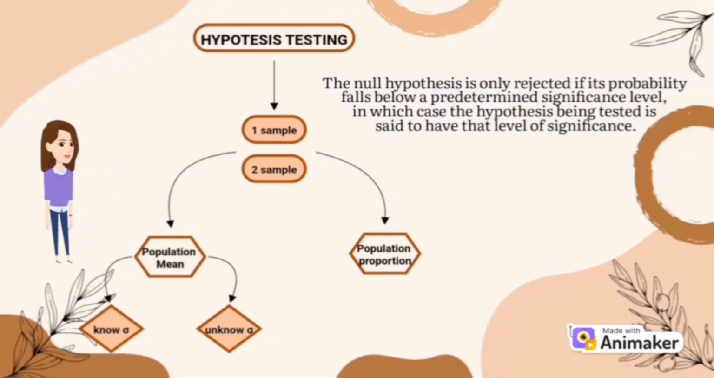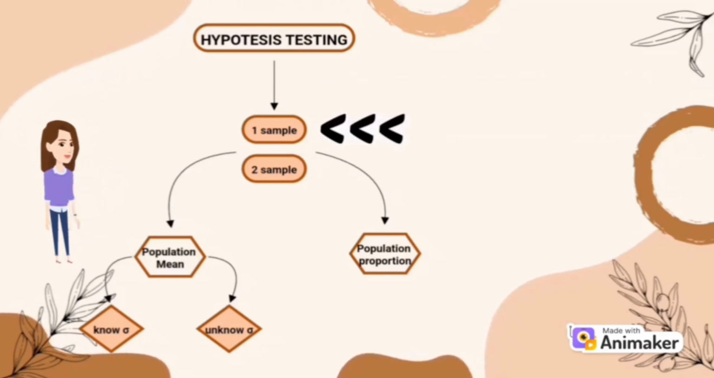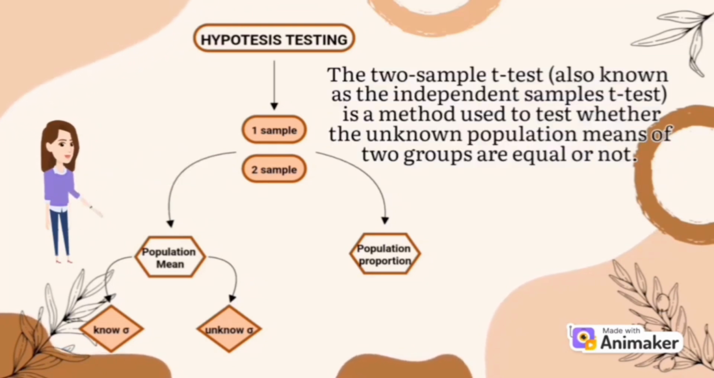The hypothesis test is divided into two, which is sample 1 and sample 2. But in this video, I will explain about sample 2. The two-sample t-test, also known as the independent sample t-test, is a method used to test whether the unknown population means of two groups are equal or not.